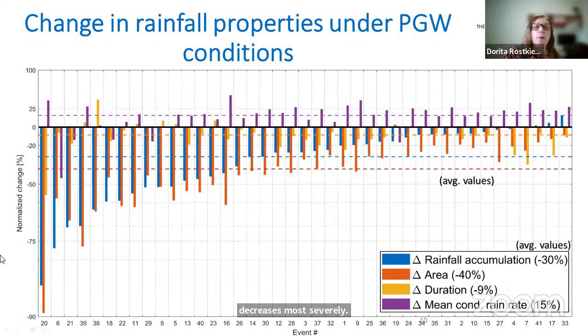This plot summarizes rainfall accumulation and the differences between future and historic rainfall accumulation, area, duration, and rain rate for every one of the 41 events. And we are also signaling here the average values. The main message from this plot is that while the rainfall accumulation, the area and the duration diminish in almost all the events, the rain rate increases in most of them.